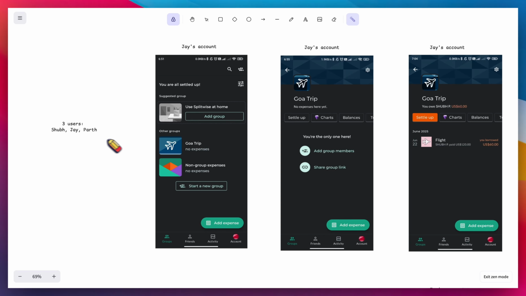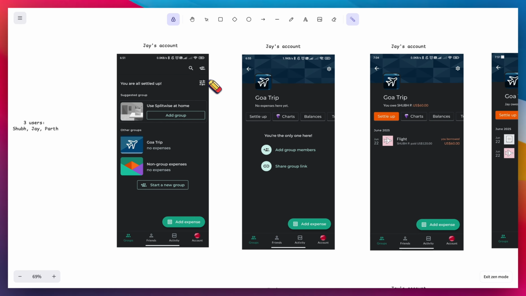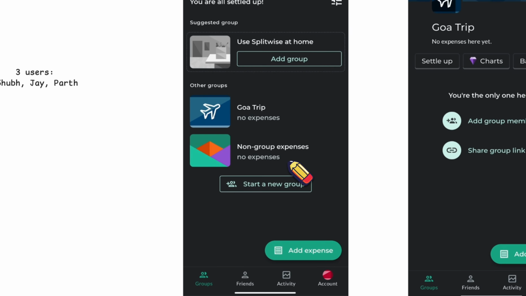In order to understand this, I have created 3 different accounts and these are the names of each of those accounts. Initially I have logged in into Jai's account. Whenever you create a new account, your interface would be completely empty. So first of all, if you want to create a group, you have to click on this button, which will help you to create a group. You would give the name of the group and the members of that group.